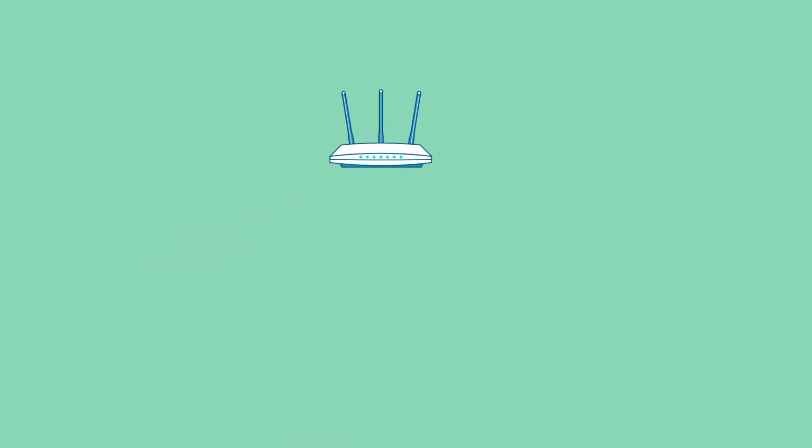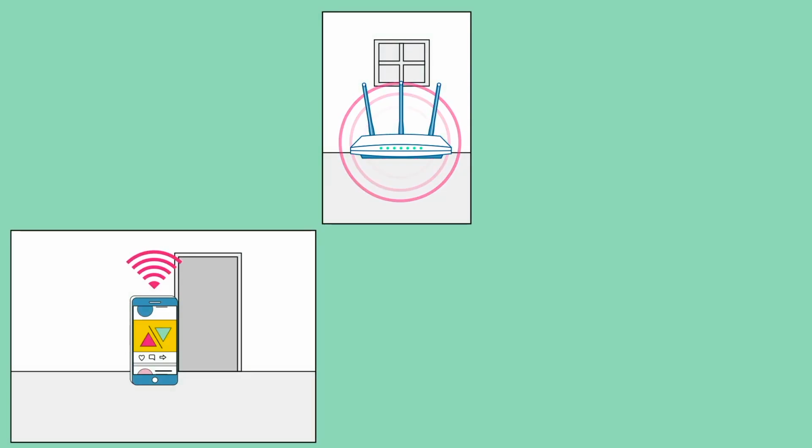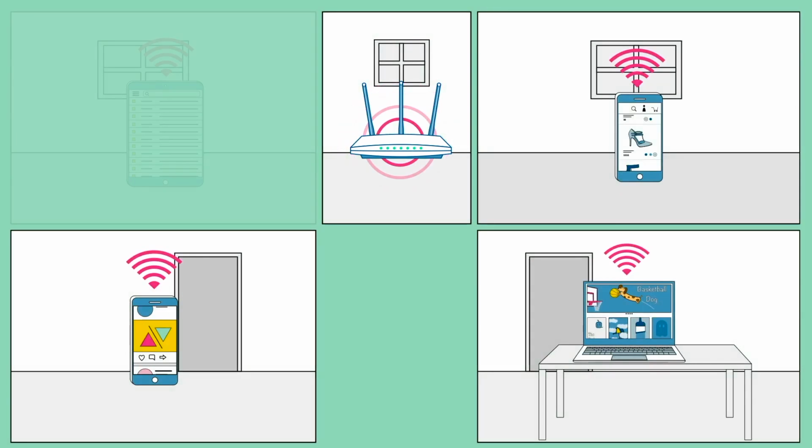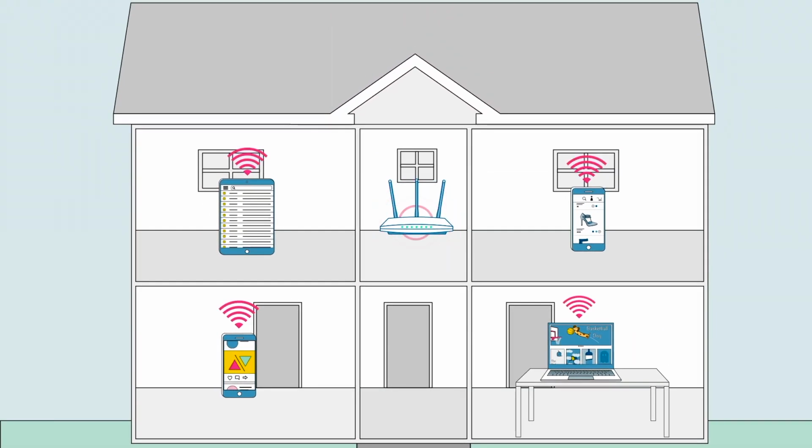Setting up an internet connection and Wi-Fi network takes a little bit of work, but once you get it set up, your family will be able to use the internet without being limited to one computer.